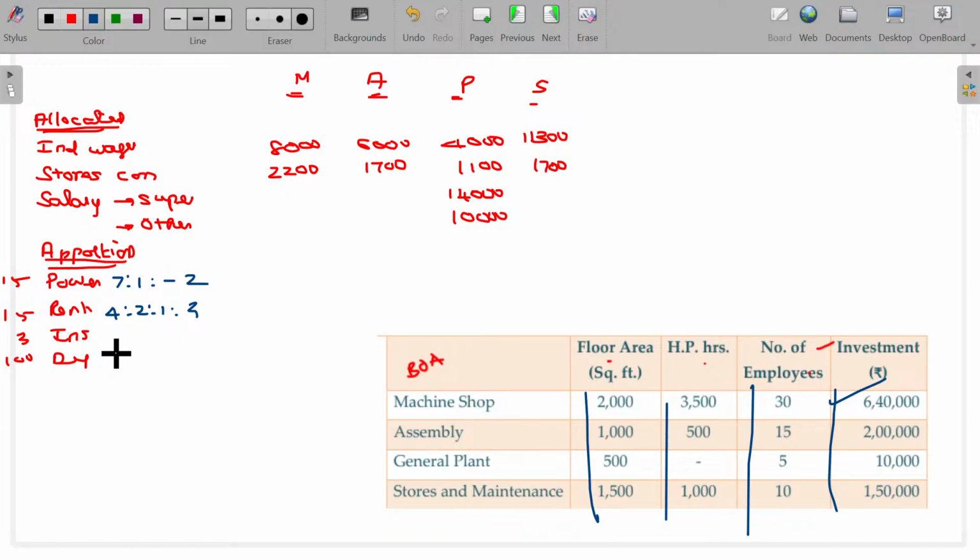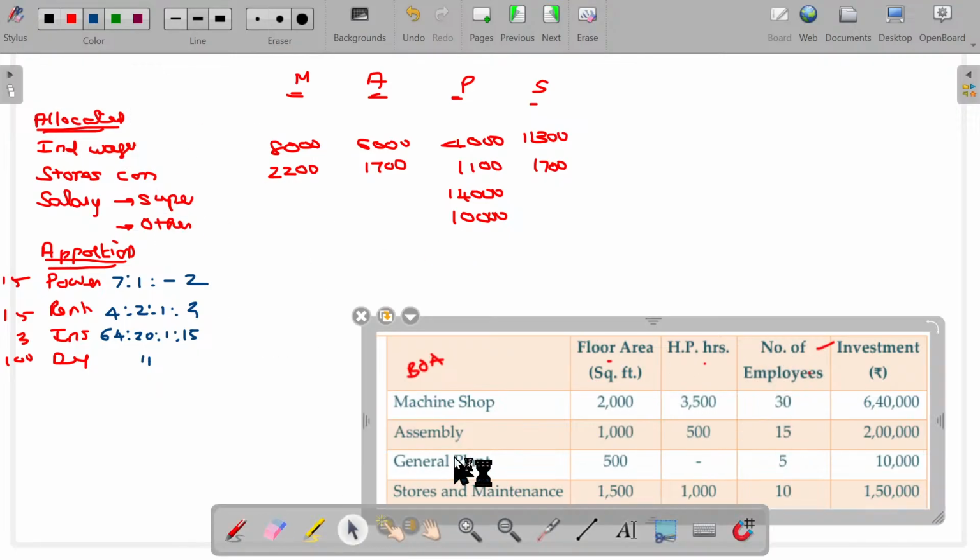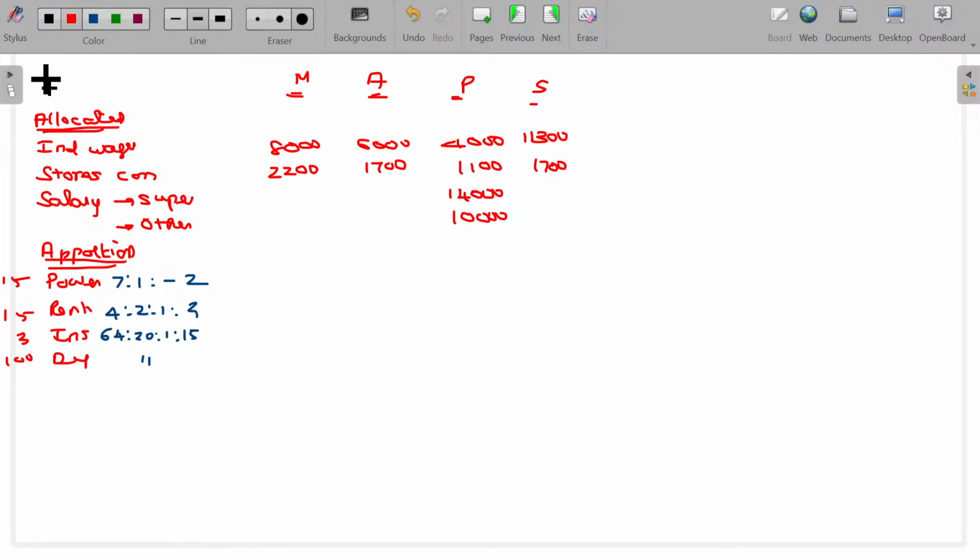So 64:20:1:15, I am removing 4 zeros. Depreciation will also naturally use the same ratio. So now apportionment is there. While apportioning, 15,000 will be apportioned in 7:1:2 ratio: 10,500, 1,500, dash, 3,000. Am I right?